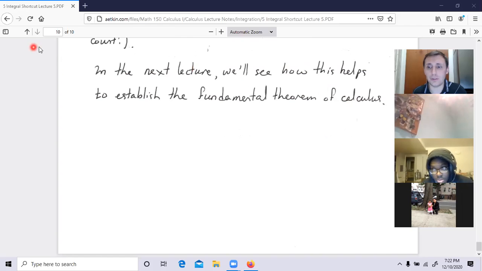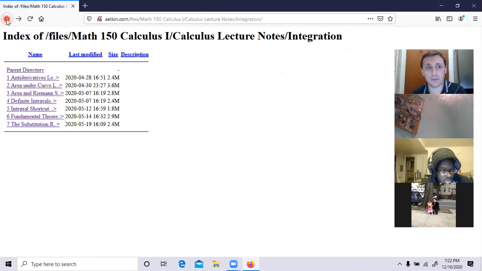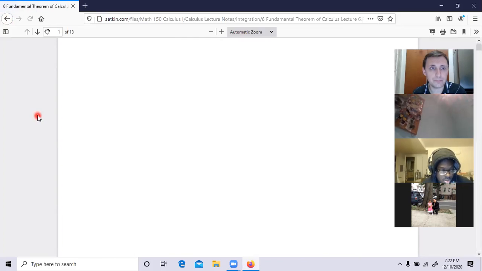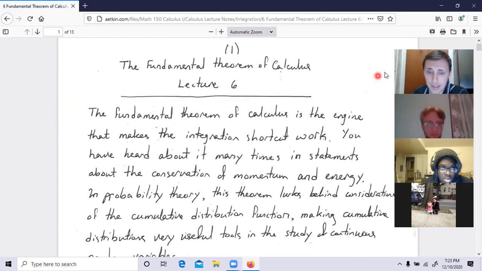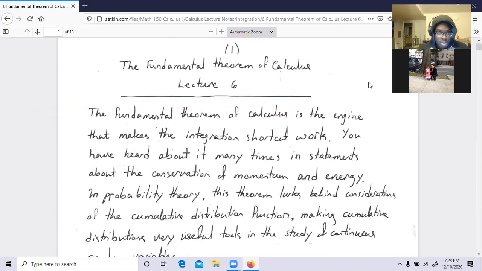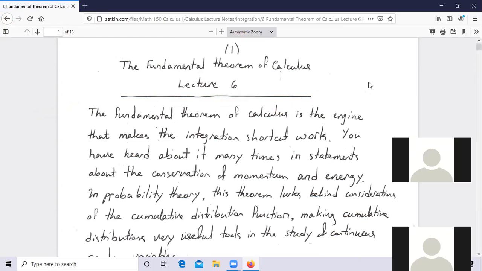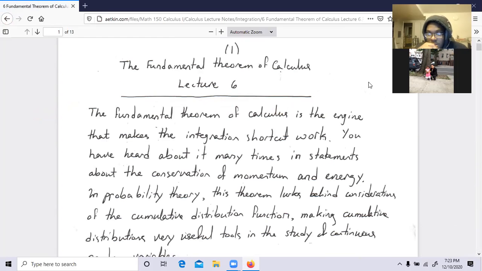So we are now moving to the next lecture, Fundamental Theorem of Calculus. This theorem is partially explaining why you have no choice but to listen to my lectures. And why I have no choice to talk about those lectures.